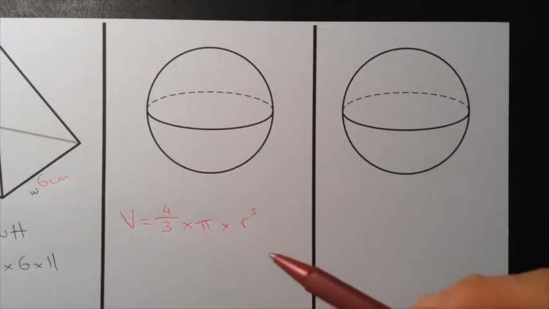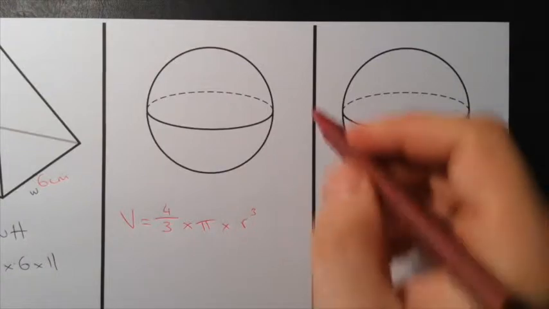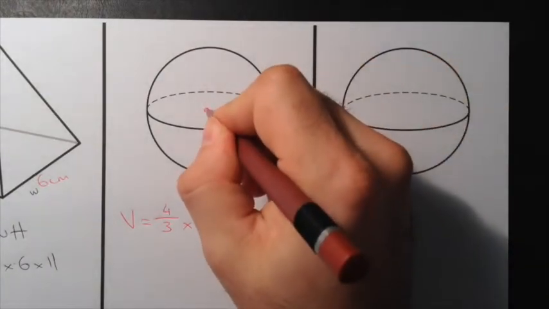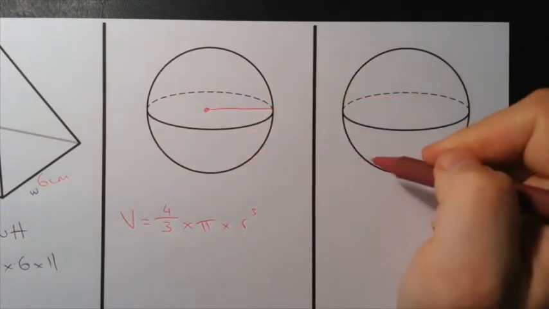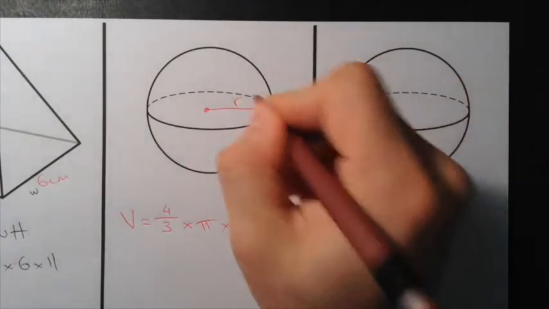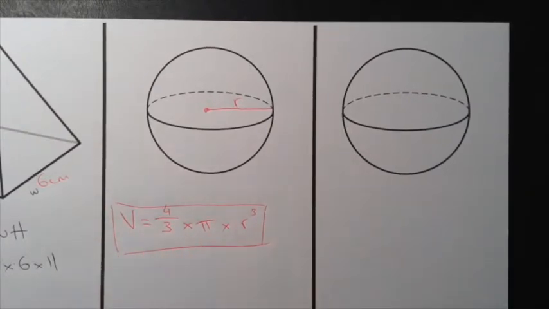The pi is just a button on your calculator. We need to know the radius of this sphere. So again, the radius is from the center of our circle, or in this case our sphere, to one side. Okay, so we can call that one R. And that's all it is. That's our formula. That's where you find your radius on your sphere.